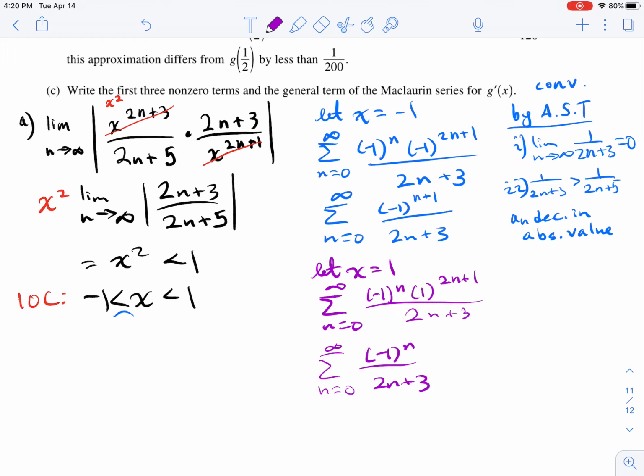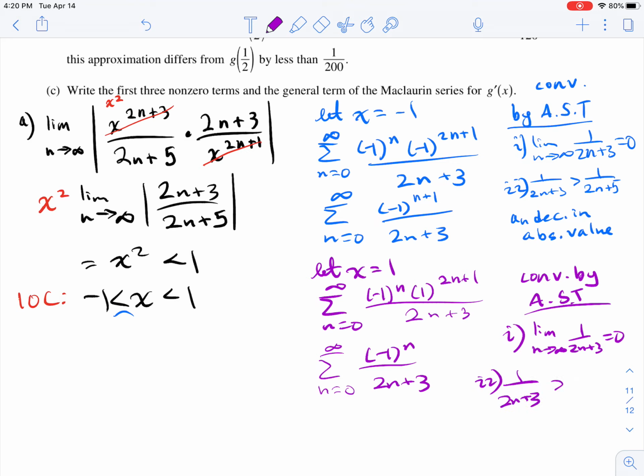And again, same test. It's going to be pretty obvious that it's going to converge by the alternating series test for the same reasons that we said above. So again, the limit as n approaches infinity of 1 over 2n plus 3 is equal to 0. And again, 1 over 2n plus 3 is greater than 1 over 2n plus 5. So a sub n is going to decrease in absolute value.